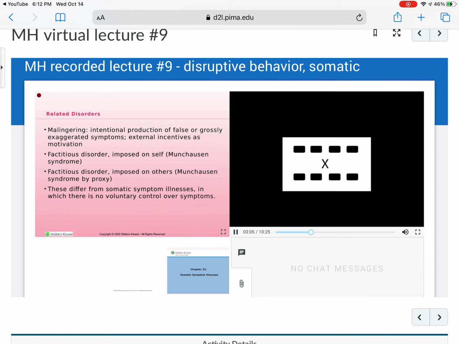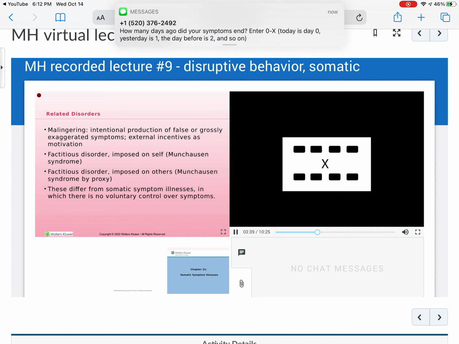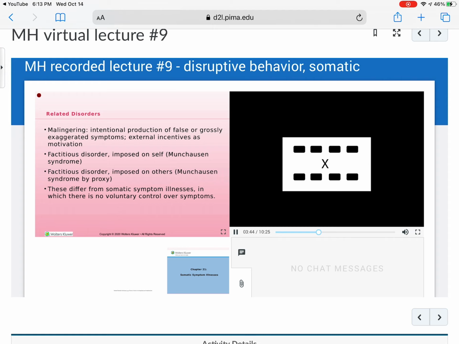Malingering is where they do an intentional exaggeration of symptoms so that they can stay hospitalized oftentimes, or that they can stay under the care of a certain physician, or to get certain types of medications. Factitious disorder, one of the examples of that is Munchausen syndrome, where they initiate illness or injury upon themselves to be able to get attention. Another factitious disorder is Munchausen's by proxy, where they use a child or a pet to also get that attention. So they differ from somatic illnesses because there's no voluntary control over the symptoms in somaticism.